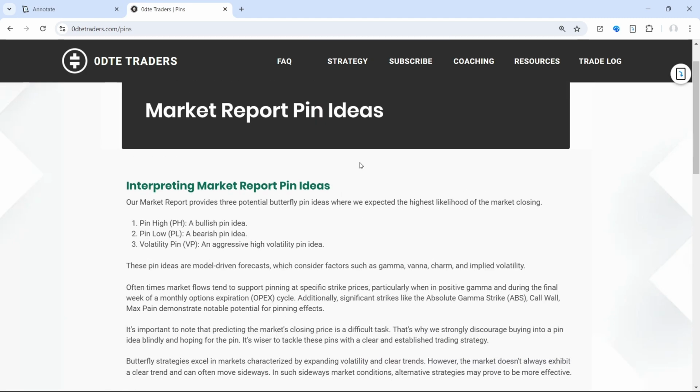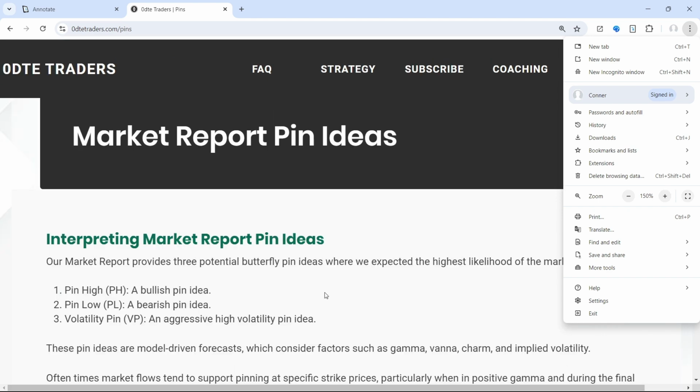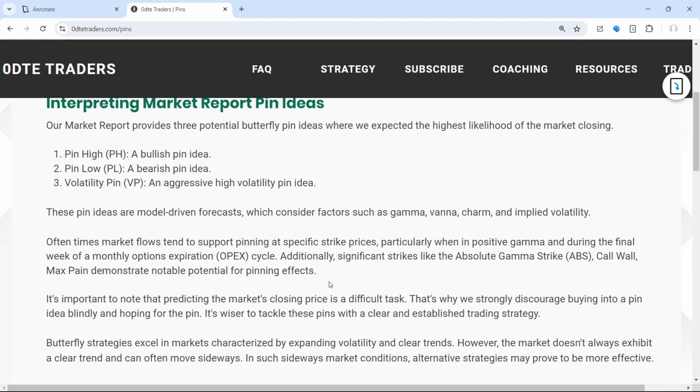There is pin high. This is essentially our bullish idea. It will be positioned above the market price, associated with a bullish outlook. Pin low, PL, is our bearish pin idea. It will be positioned below the market price, and associated with a bearish outlook.